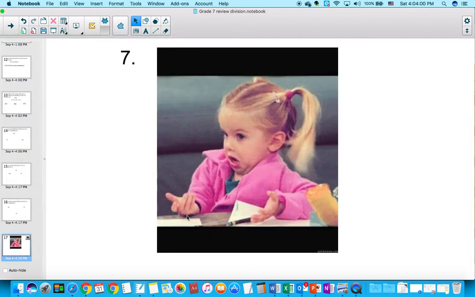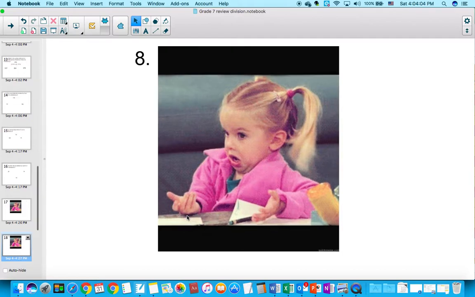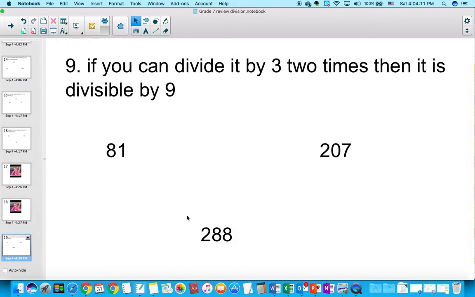7, there's no real rule to it. You just kind of have to figure it out, so hopefully you don't run into divided by 7. 8, there is a rule, but it is complicated and unnecessary. So we'll go to 9.